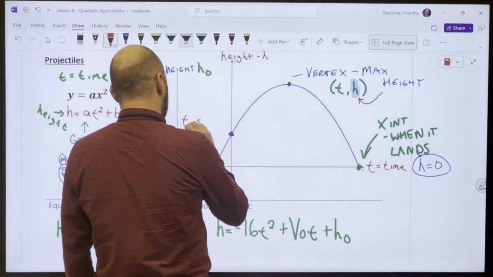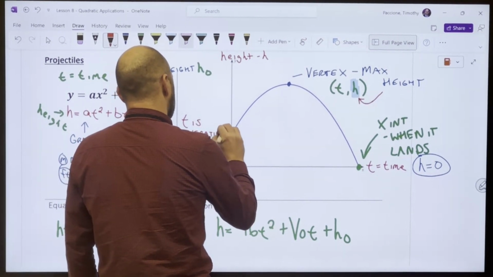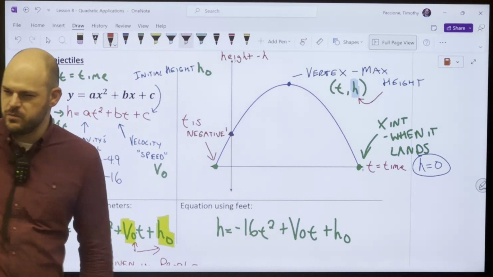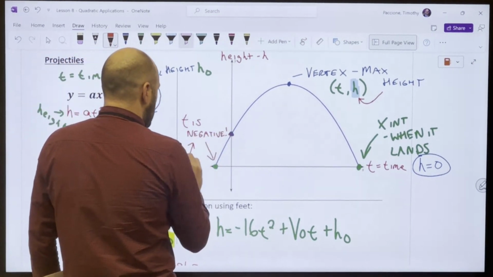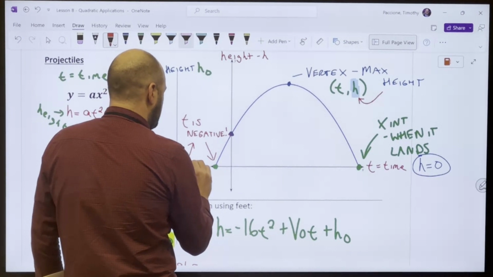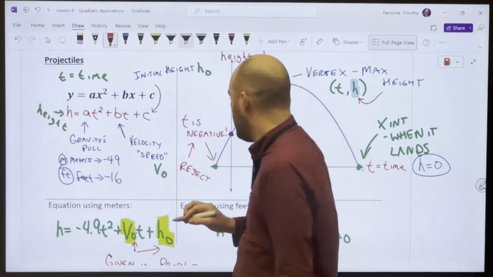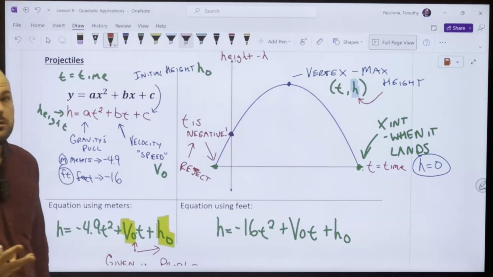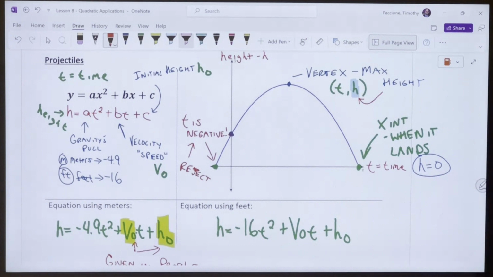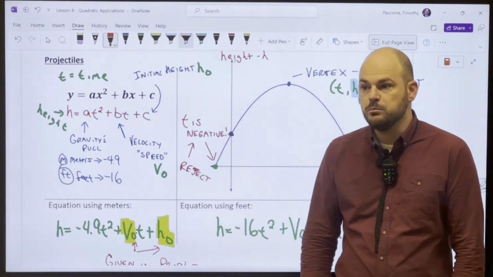Because time can't be negative. It has to be like 1 second to 2 minutes. Do we see that, right? If time is negative here, reject it. It doesn't make any sense in the context of our problem. It's outside of our domain, all right? So we would reject, we'll get 2 answers, sure, but we're going to reject the one that's negative because it doesn't make any sense. You can't land at negative time.